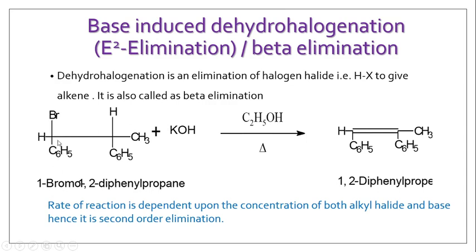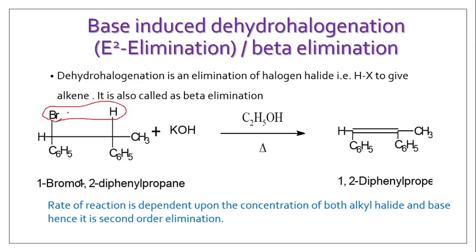Now see this reaction. Here this molecule is 1-bromo-1,2-diphenyl propane. When it is reacted with alkaline alcoholic KOH, the alcoholic KOH will remove HBr. So this bromine and hydrogen atom are removed.